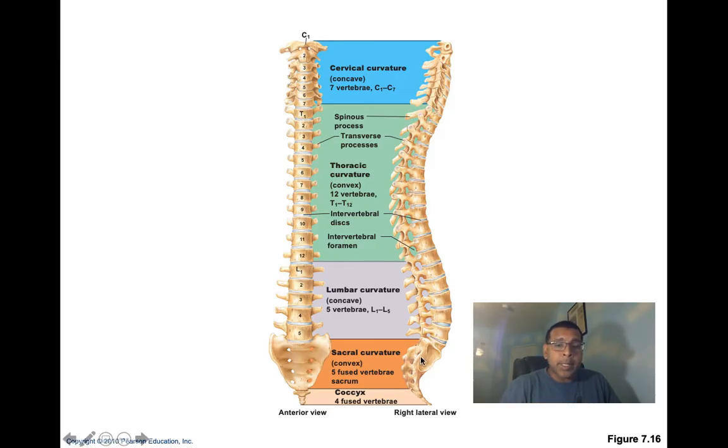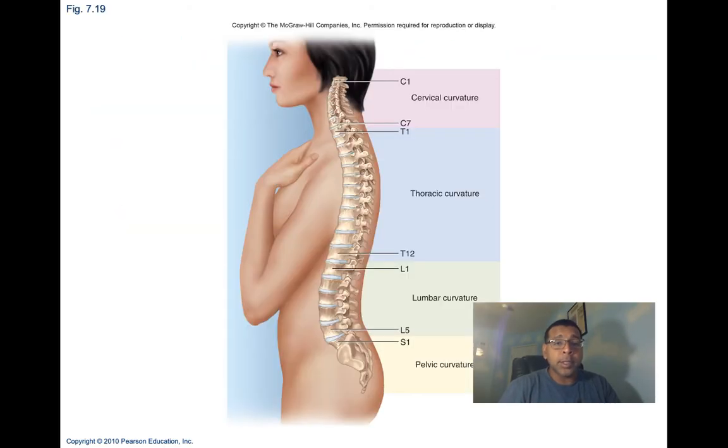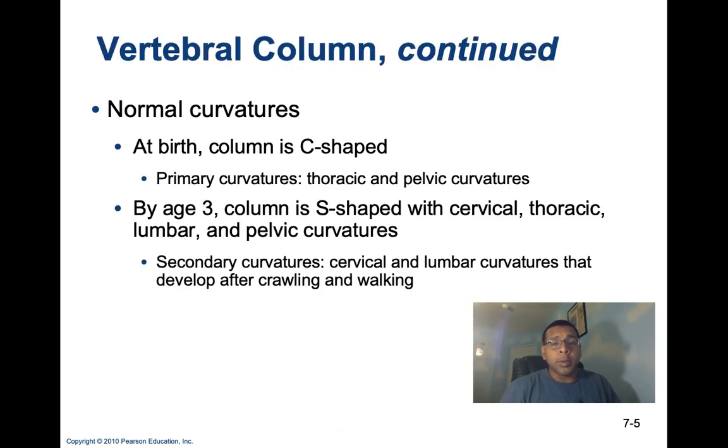And then down here we can appreciate the sacrum. The sacrum is 5 vertebrae that have been fused together. And they take on this convex curvature. And then last we have the coccyx, which is 4 vertebrae that have been fused together. These curvatures we've gone through, what they do is they increase resilience and flexibility. We also have some abnormal curvatures we're going to be able to go through and check out.